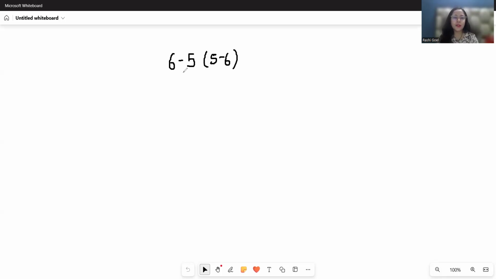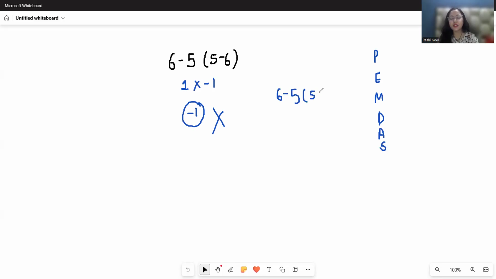Now, in this 6 minus 5 bracket 5 minus 6, what do people do? They write 1 and they write minus 1, and they do the multiplication and reach minus 1. And we know that it is wrong because they did not follow the PEMDAS rule. So, as per the PEMDAS rule, first we have to give priority to parenthesis. Our parenthesis is 5 minus 6, which is minus 1. Now, rewrite the left out terms, that is 6 minus 5 times minus 1.